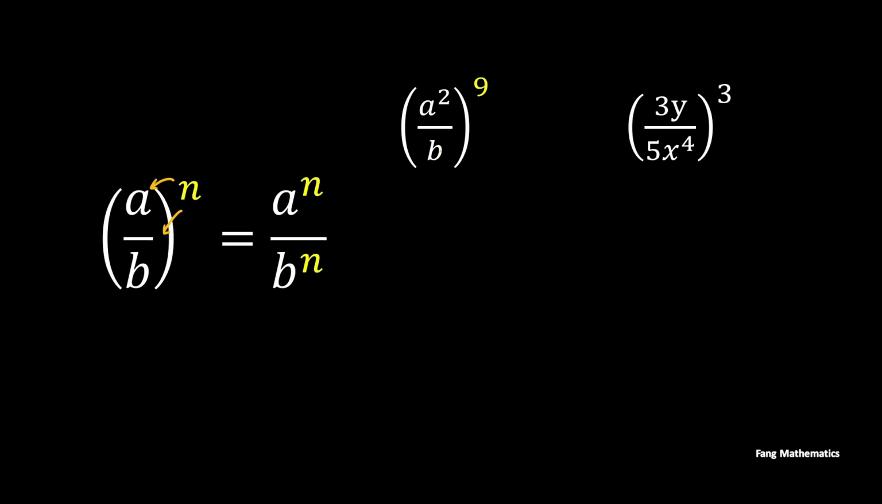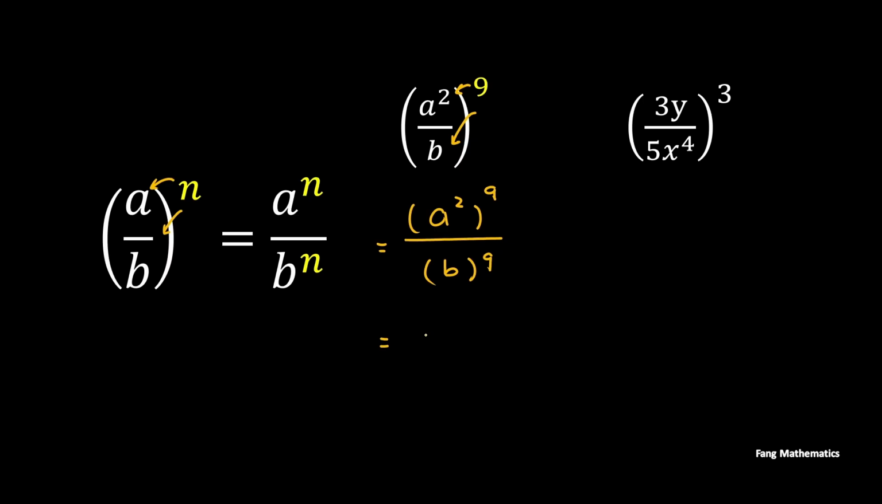We have this expression inside the parentheses and it is raised to the power 9. So we are to remove the parentheses by distributing it to the numerator and the denominator. So let's try to do that. So you put a^2 in parentheses to the power of 9, and then distribute to the denominator. You have b to the power of 9.